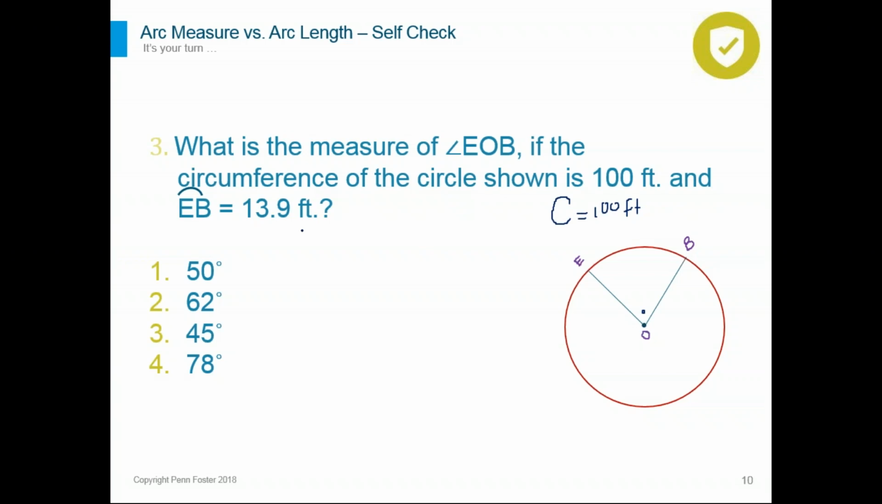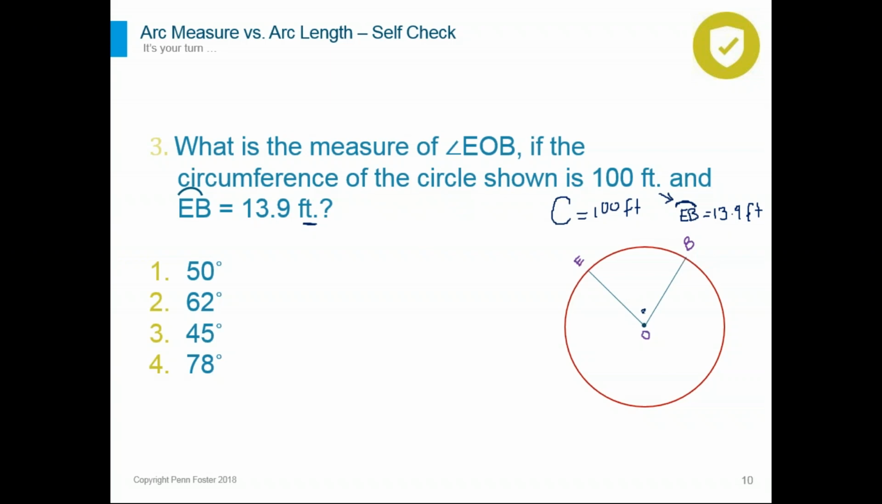And the length of EB, and EB is an arc because that symbol says it's an arc, equals 13.9 feet. And I knew it's a length, not a measure, because of the units. The units are feet. So they must be referring to the length of the arc, not the measure. What is the measure then for this central angle?